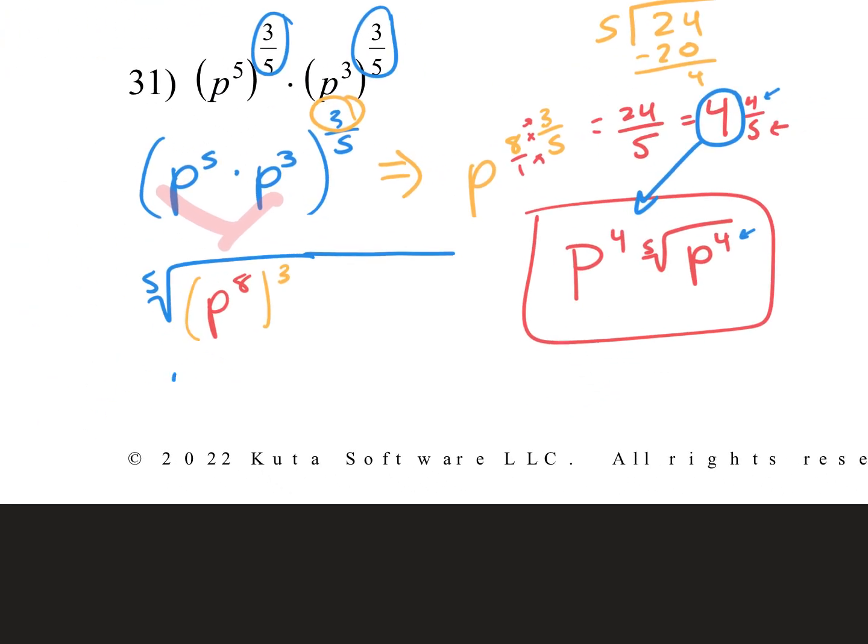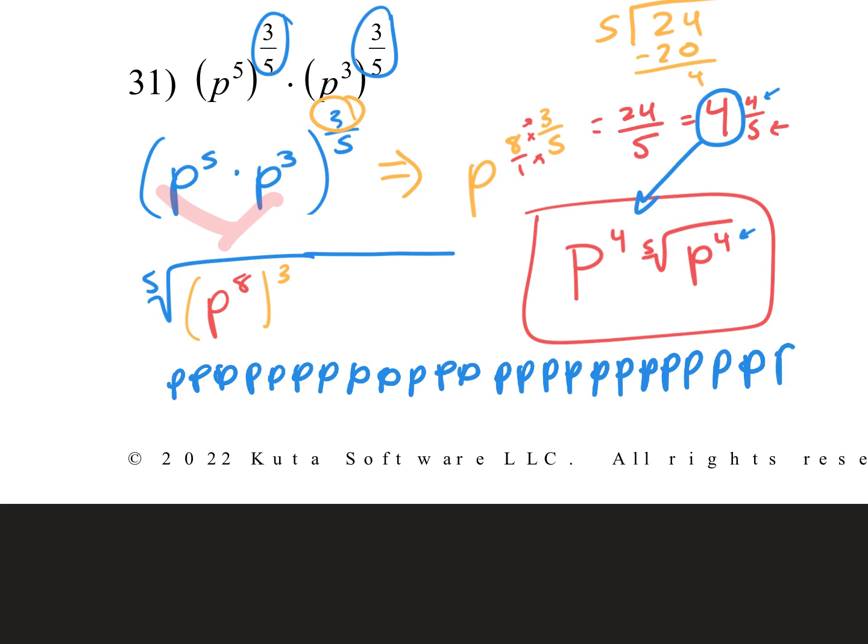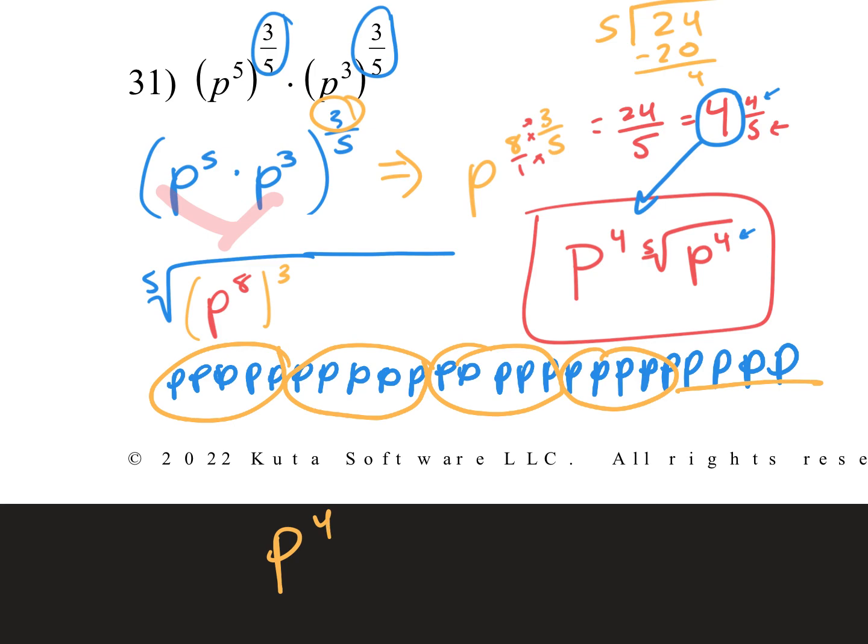So I could have done it this way, where I wrote out 24 p's, 1, 2, 3, 4, 5, 6, 7, and then circled my groups, so I have 5 p's, 5 p's, 5 p's. So 4 p's would come to the outside, and I would have 4 left over. So it's essentially doing the same thing. I think this way is easier because you can see it better. You see what's coming out and what's staying on the inside. So that one would be p to the 4th outside and p to the 4th inside, which is the same thing that we got here.